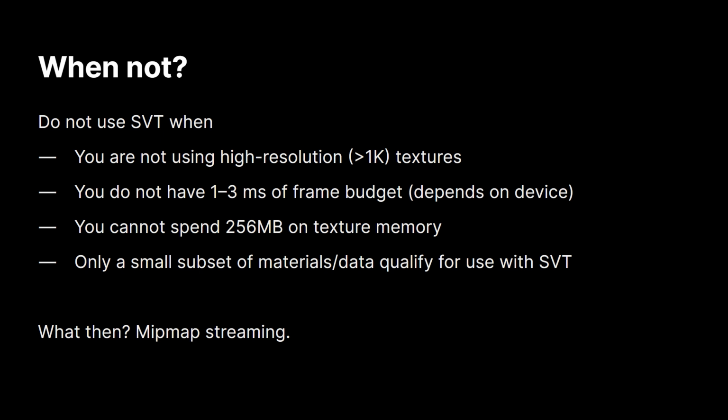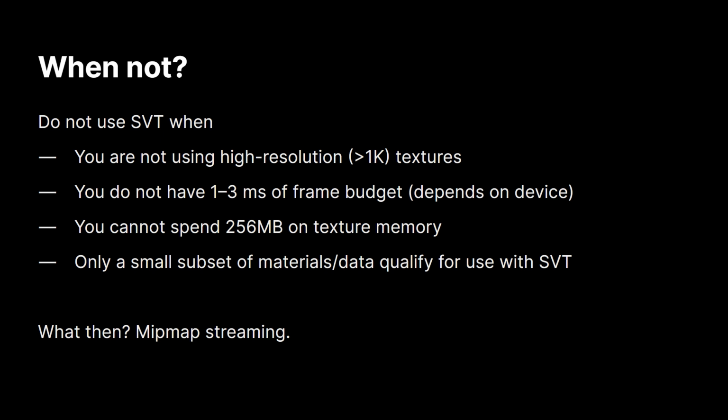Well, if you're not using high resolution textures, probably it doesn't make sense to use streaming VT. So if you only have textures smaller than 1K, or 1K perhaps, then it probably doesn't make sense. Also, if you do not have 1 to 3 milliseconds of frame budget, then you might not have the performance headroom, so you need to keep this in mind. And if your frame rate is already too low, then it might not be the memory optimization technique you need.